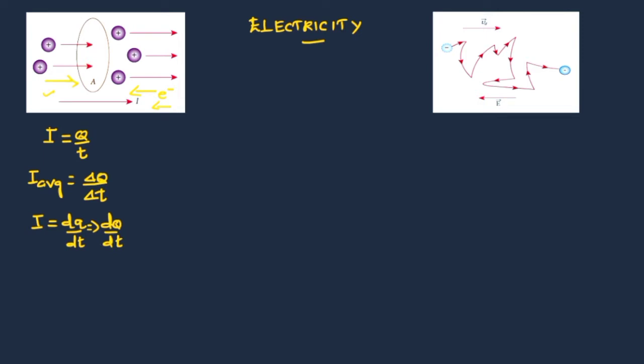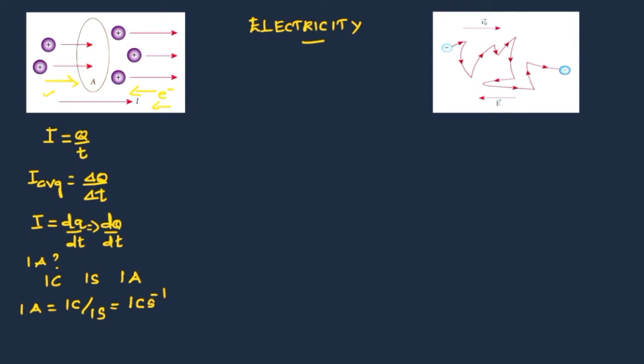Then they may ask what is 1 ampere. If 1 coulomb charge flows for 1 second, then current I is equal to 1 ampere. That's all. So 1 ampere is equal to 1 coulomb divided by 1 second, so 1 ampere is equal to 1 coulomb second power minus 1. That is the definition for 1 ampere. But we will define the same thing in a different manner in the next chapter.